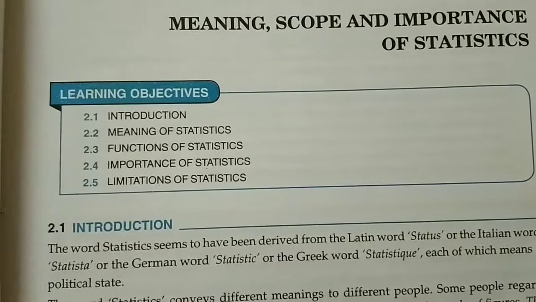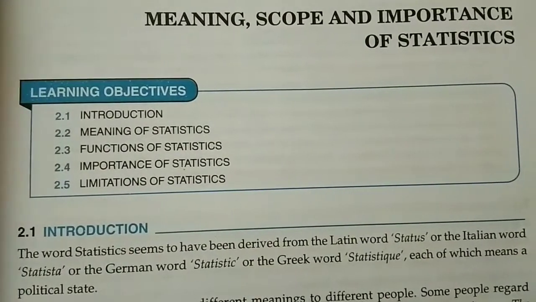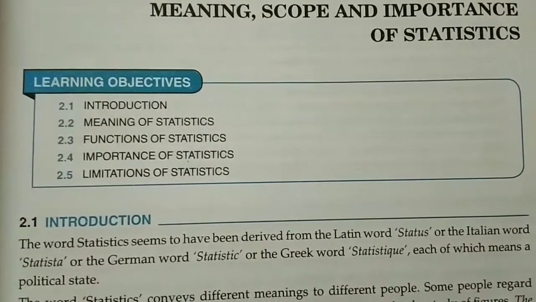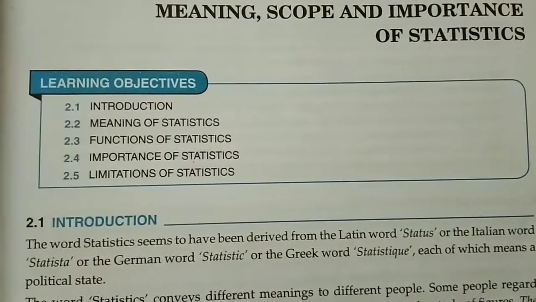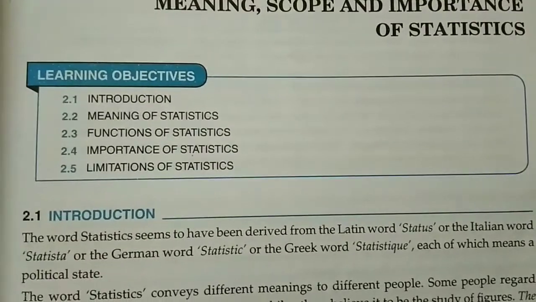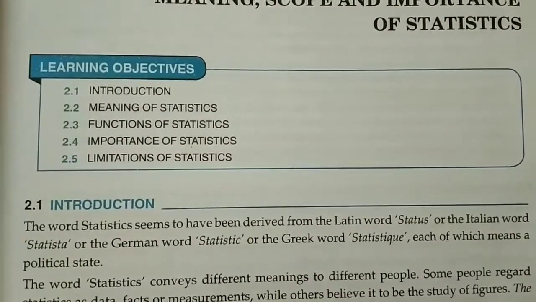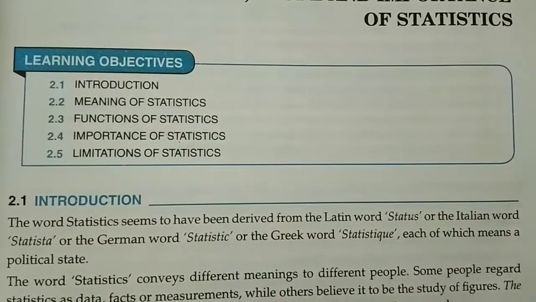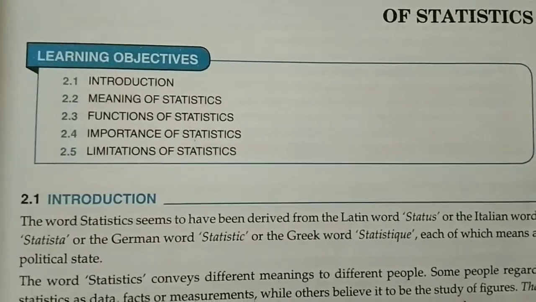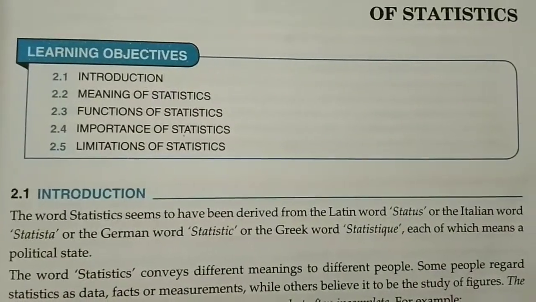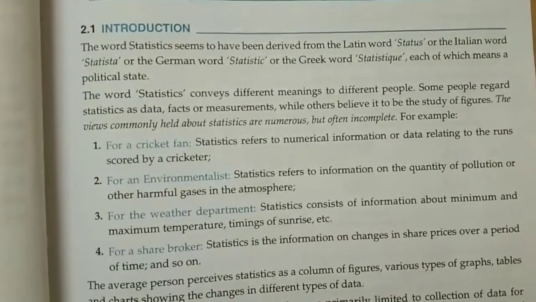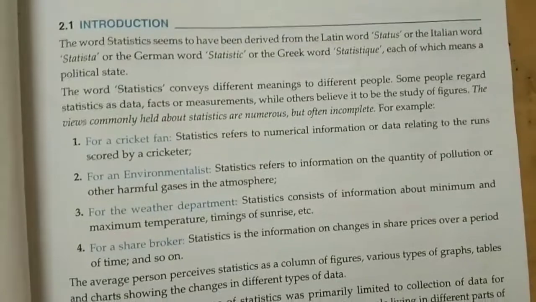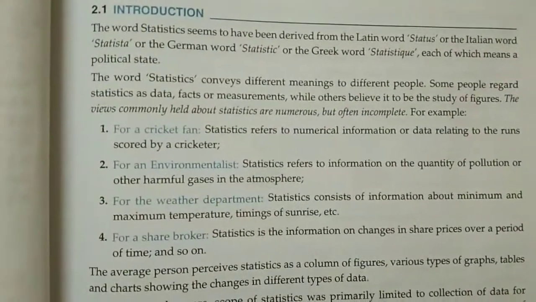Now the word statistics seems to have derived from the Latin word status, or the Italian word statista, or the German word statistik, or the Greek word statistik, each of which means the political state. So the word statistics has been derived from different words, which mean a political state. The word statistics conveys different meaning to different people. Yes, statistics has different meaning to different people.